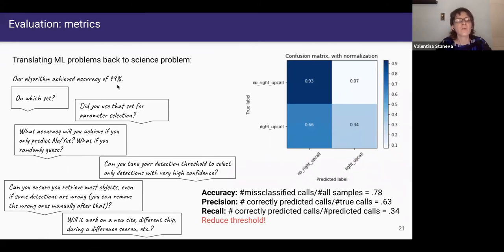Okay, and one thing about evaluation metrics is that if you just have a statement like this, our algorithm achieved accuracy of 99%, that means nothing to me. I'll have a lot of questions to ask you, and it also means nothing for the science because I don't understand what you're doing. So I think it's important to explain really what that means.